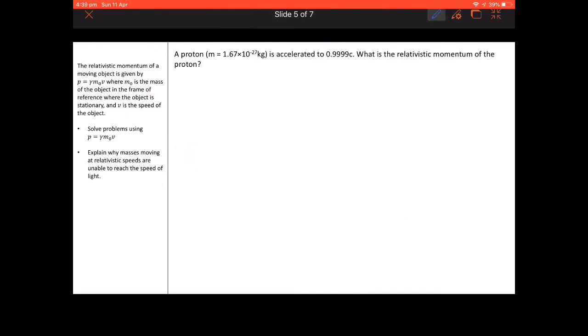So we can do an example question now. For example, a proton with a mass of 1.67 times 10 to the negative 27 kilograms. You'll have this figure on your cheat sheet or formula sheet. This proton is accelerated to 0.9999 of the speed of light. What is the relativistic momentum of this proton?